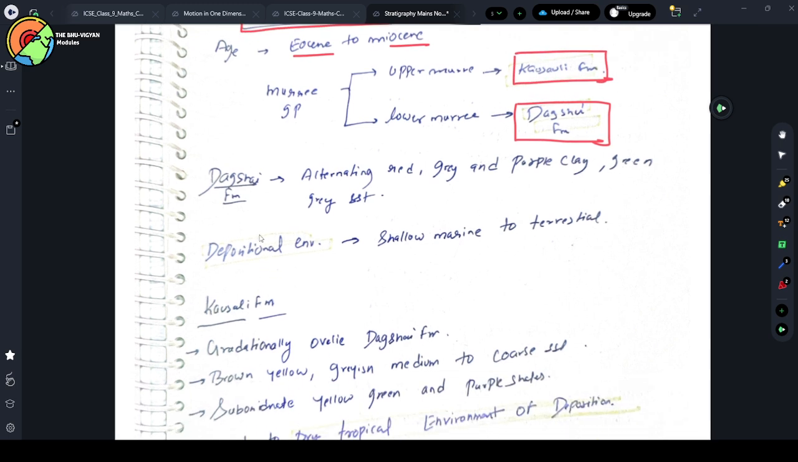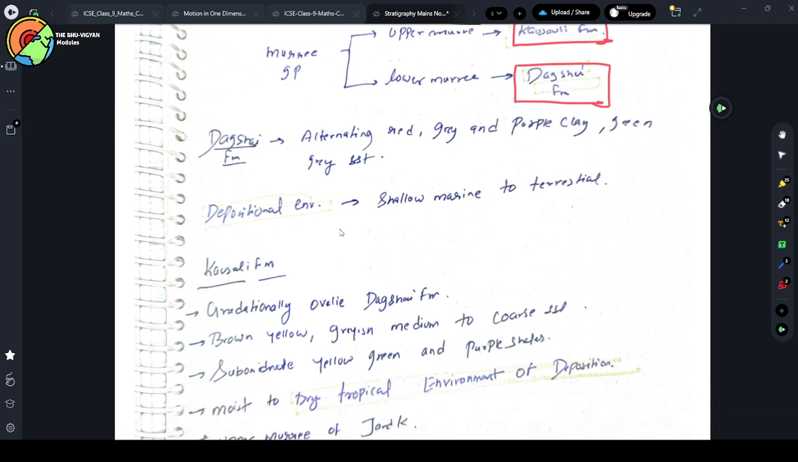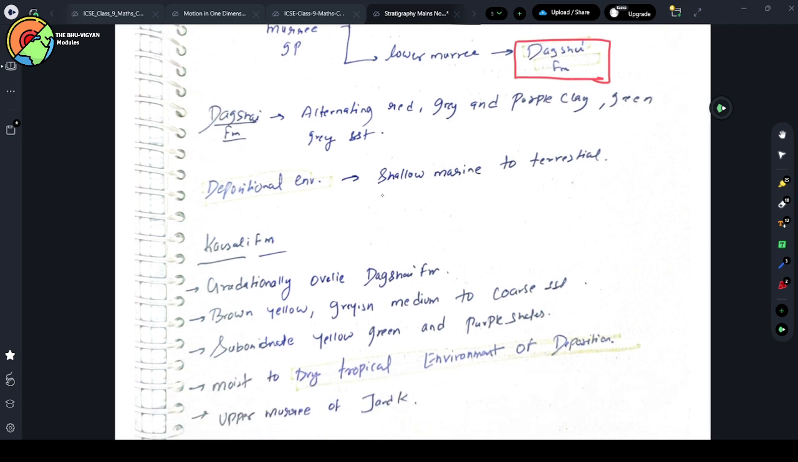Okay. Now, if we talk about the Dakshahi formation, it is alternating red, grey, and purple clay and green, grey sandstone. Depositional environment is shallow marine to terrestrial. So, if we talk about here, actually we are from Subathu formation, we are moving toward the terrestrial. So Dakshahi formation is a transition between the shallow marine and terrestrial.